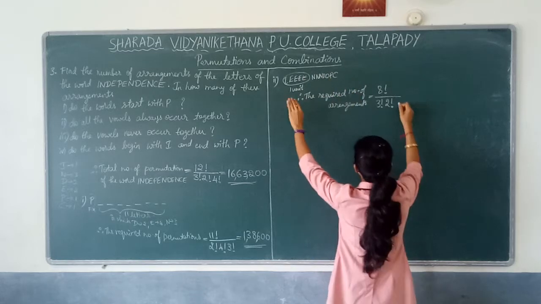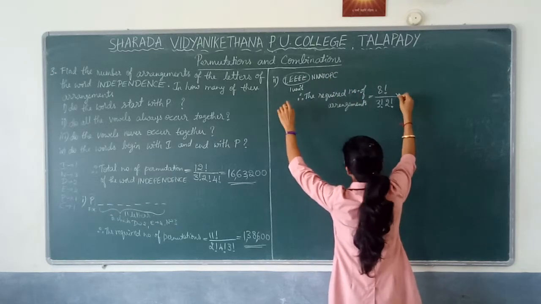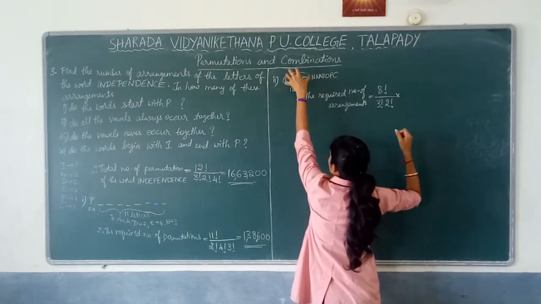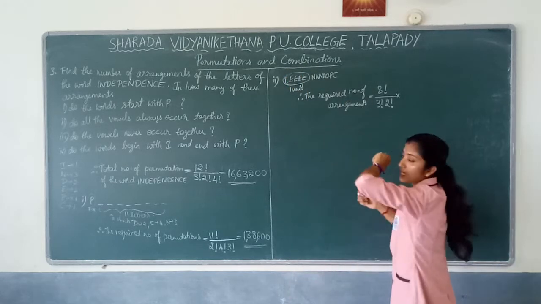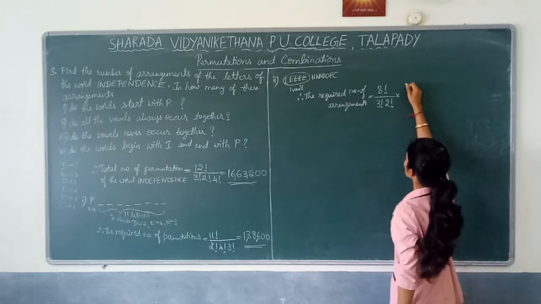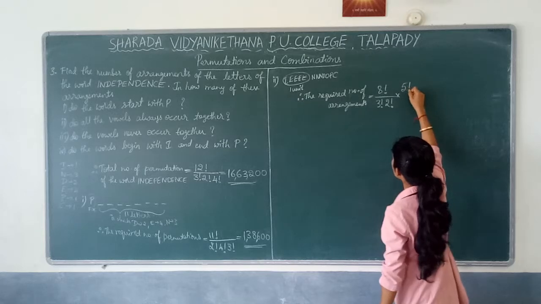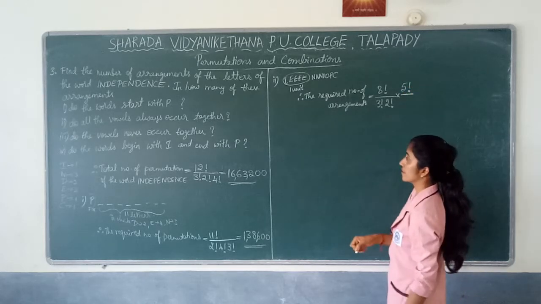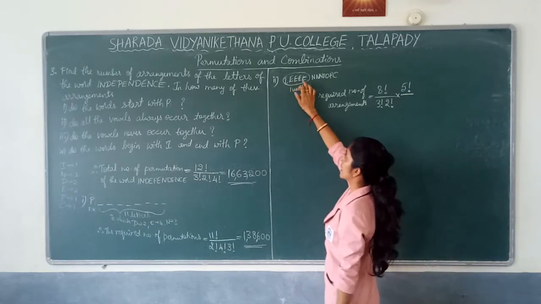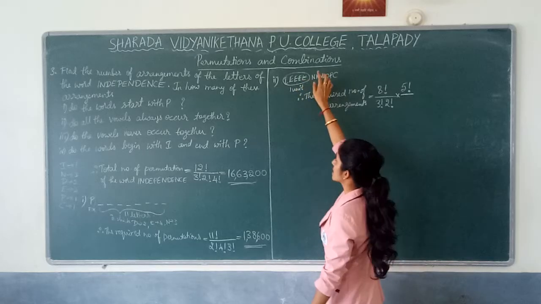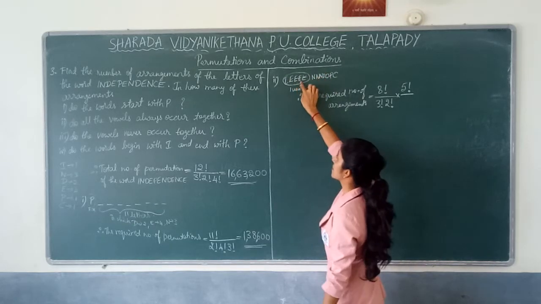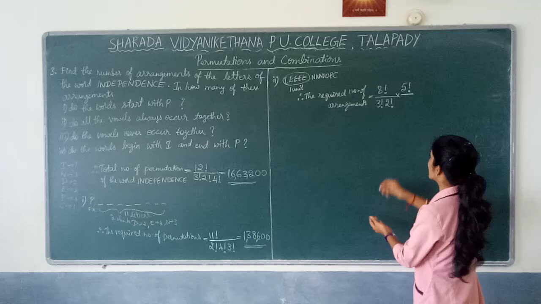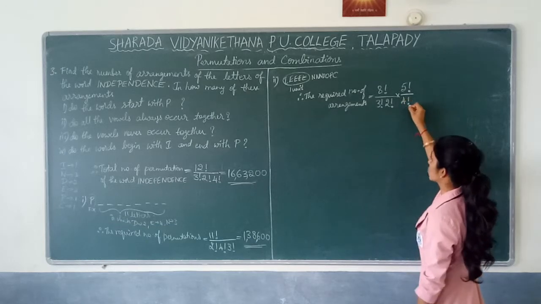These are separate units, but inside we again have to multiply by the arrangements within the vowel unit. Inside this, how many arrangements are there? There are 5 letters, so we can arrange them in 5 factorial ways. Among that, E is repeating 4 times, so we have to divide by 4 factorial.